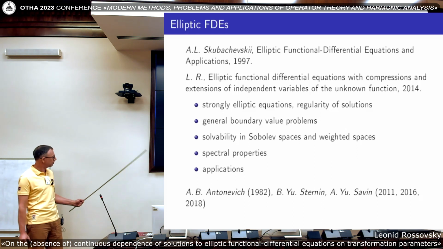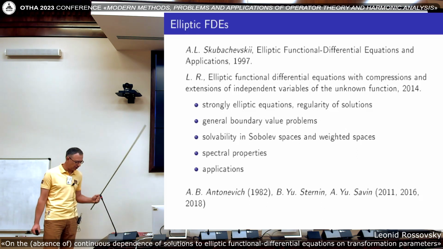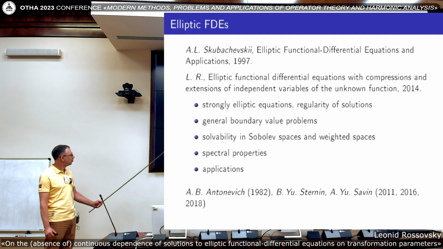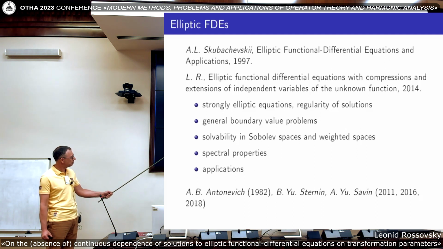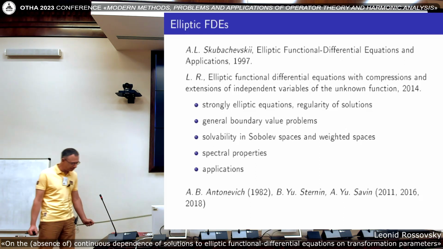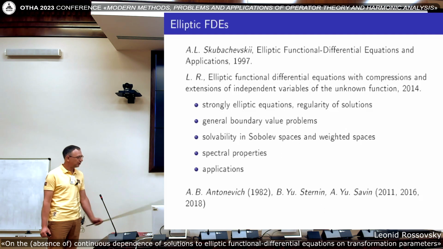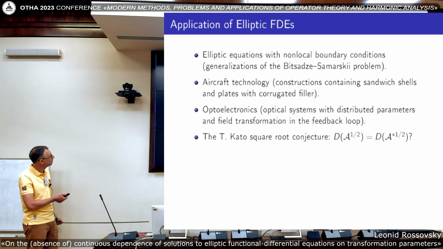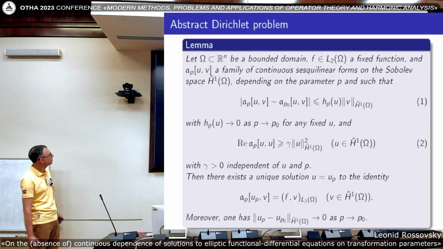I would also like to mention that a different, more abstract view of elliptic functional differential equations with contraction-like mappings can be found in the papers by Anatoly Borisovich Antonevich, Boris Yurievich Sternin, and Anton Yurievich Savin, where a number of interesting, important results in the theory of index were obtained. So let's get down to business.